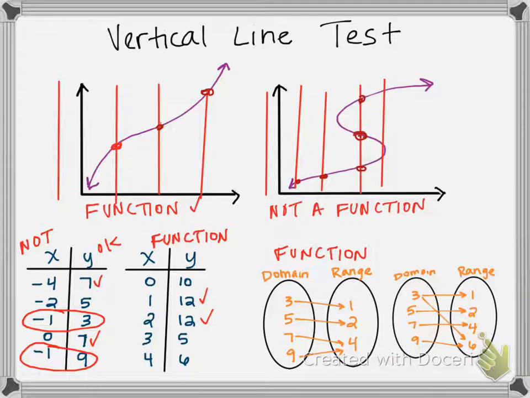The second one though, it'll know what to do for 5, 7, and 9, but when I give the machine a 3, it won't know whether to give me back a 1 or to give me back a 6. That's going to confuse it. Again, every x value can only go to exactly one y value. So this one is not a function.